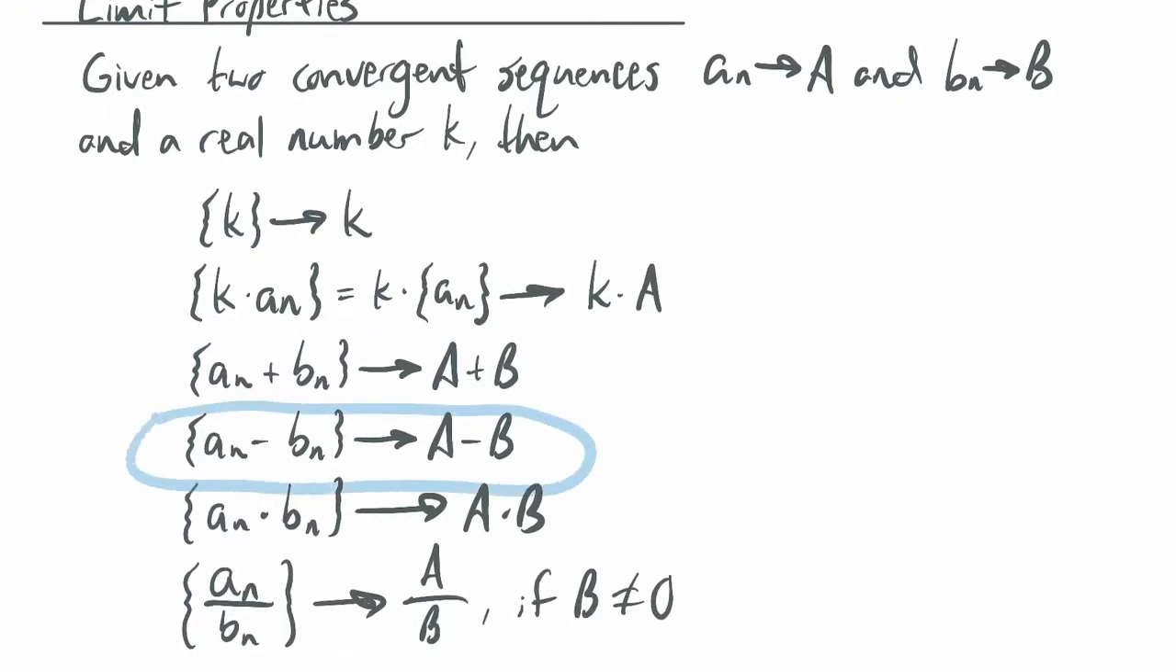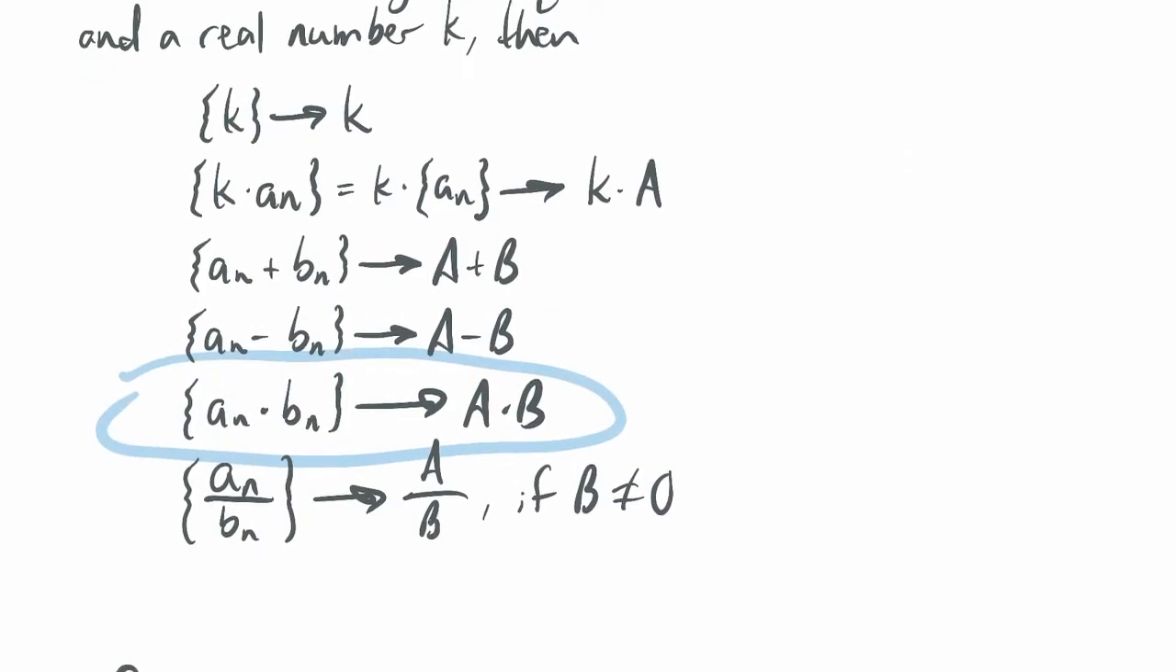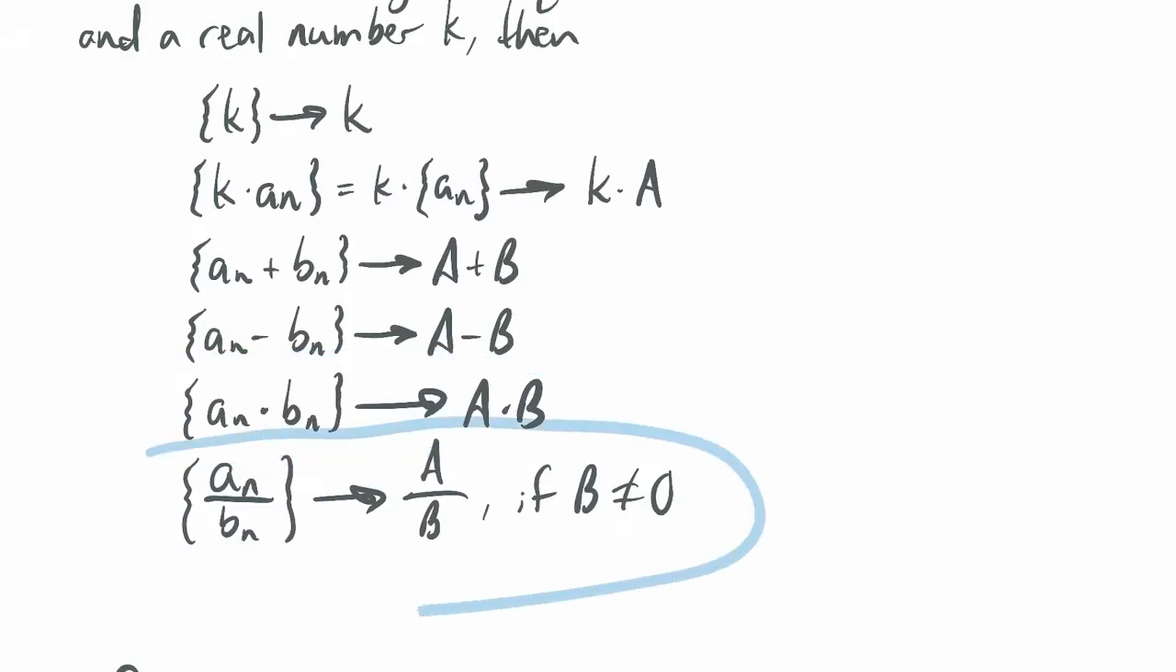So the difference, same thing. The limit of a difference of two sequences will be the difference of the limits of the two sequences. Also, we can use the product rule. Basically, a sub n times b sub n, the limit will just be AB. And then we have the quotient rule as well, inherited from limits of functions. Of course, you can't have division by zero, so this only works when B is not zero.